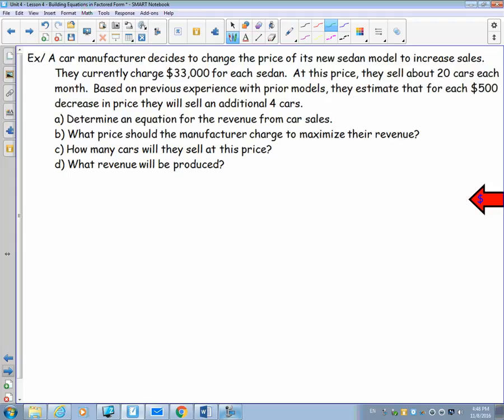If I want to know how much money they're making, I could multiply 33,000 by 20, and I figure out how much money they make. $660,000. But they've done some research. They looked at some previous experience of prior models, and they figured that if they dropped the price $500, they'd sell an additional 4 cars. So if they were to take this price and bring it down to 32,500, they actually end up selling 4 more cars. And if they do that, they end up with a total value of $780,000.